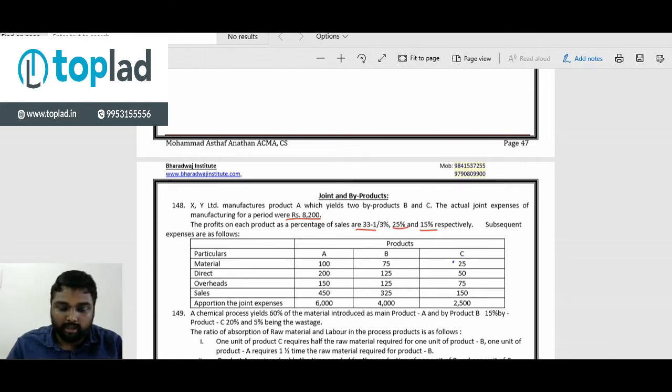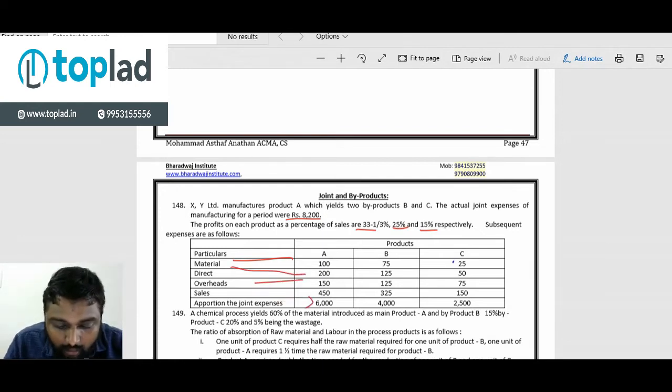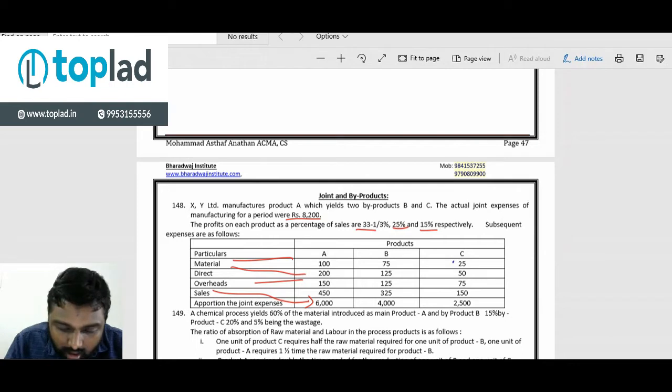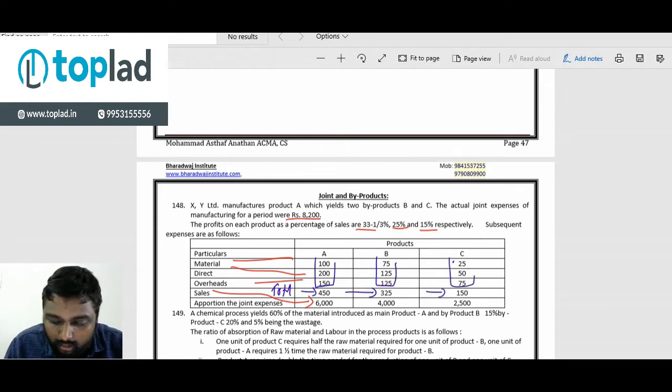See, actually this is material, this is labor, this is overhead. Actually sales is this column. This is called total cost, that means these three total only these. Sales is the below one. We'll start. So apportion the joint cost.